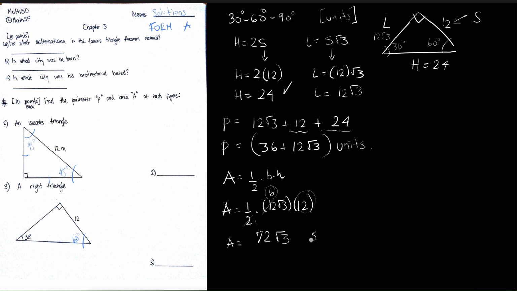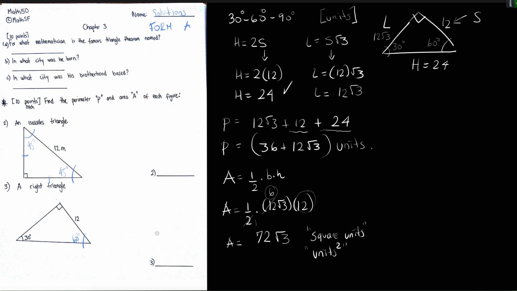Square units. You can write square units like this, or you can just write units with a square here. Either of these two answers will be valid. But make sure you remember that if the unit is not stated, you still want to write units. So for perimeter, whatever units there are. If you're finding area, you have square units. So that should be your answer for number 3.